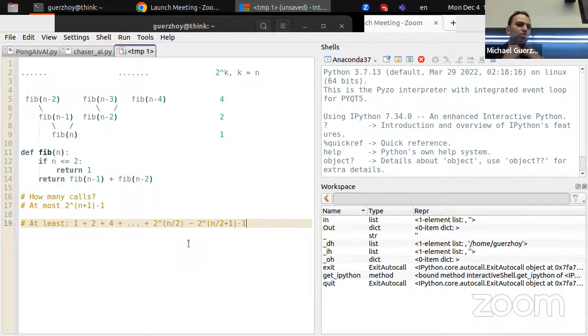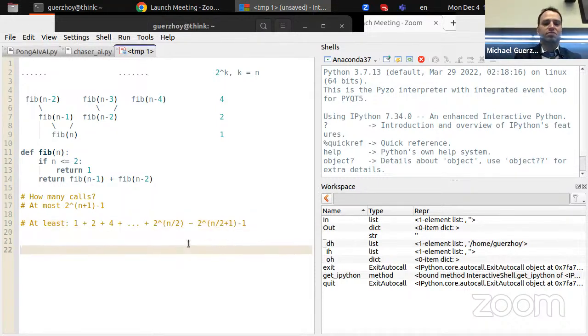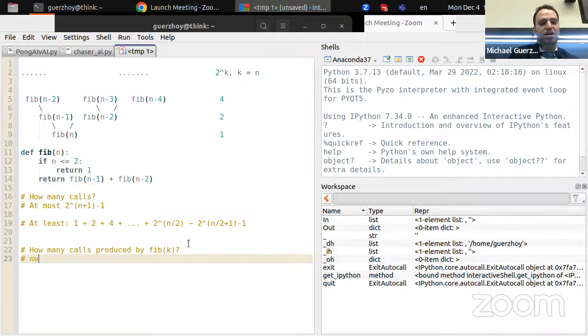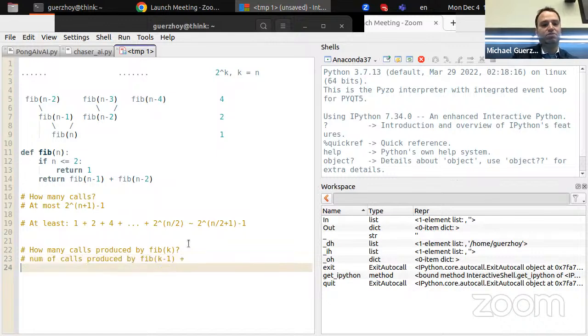So here's a different approach. How many calls are produced by fib of k? Well, the answer is the number of calls produced by fib of k minus 1 plus the number of calls produced by fib of k minus 2.